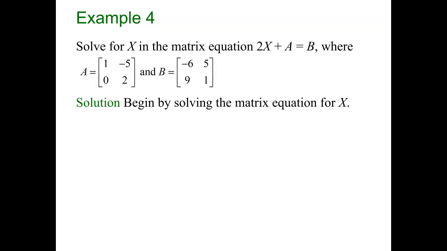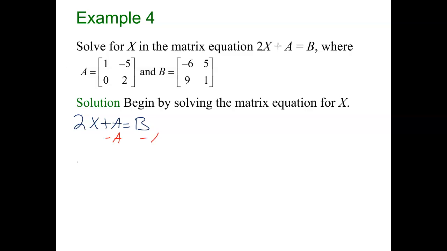So, this is our last example today. We're going to solve for x in this matrix equation. I have 2x plus A equals B, where A is matrix 1, negative 5, 0, 2, and B is matrix negative 6, 5, 9, and 1. Before we replace A and B with the matrices, let's isolate x first. It makes our life infinitely easier. So, if I have 2x plus A equals B, I need to do 2 things in order to get x by itself.